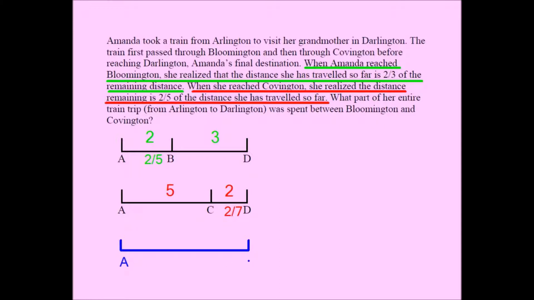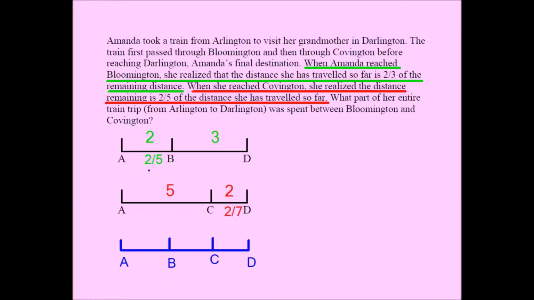Let's write them here. A, D. B is somewhere here, and C is somewhere here. Just copying B from here down here, C from here to here. This is B. Let's be consistent. B. And this is C.